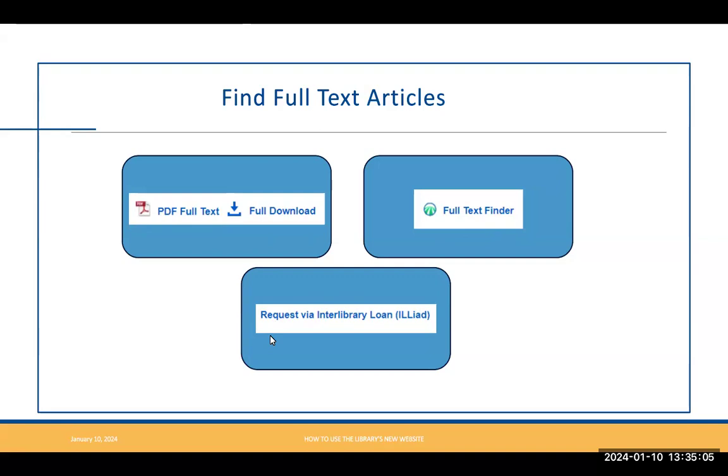If you see the request via interlibrary loan ILLiad icon, that means the library does not have access to the article. If you click on the link, it directs you to a form you may fill out to request the article. Once you request an article, it may take 2 to 3 business days for the article to be sent to your Webster email address.